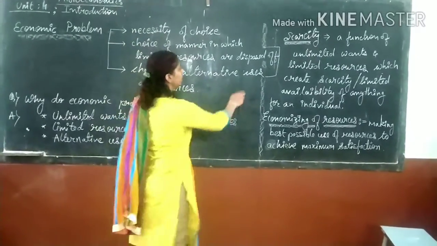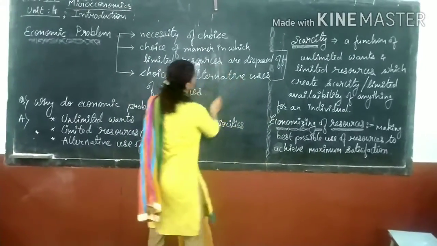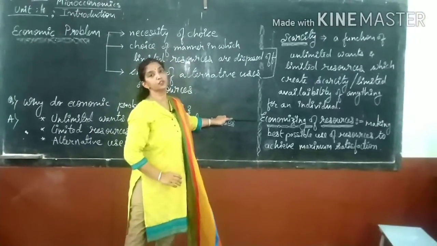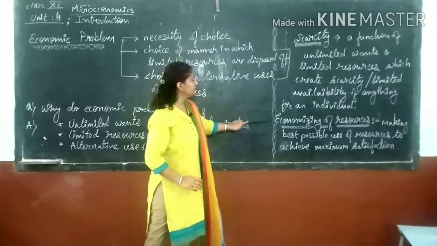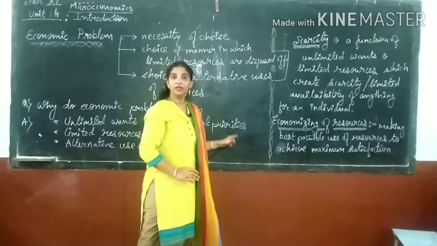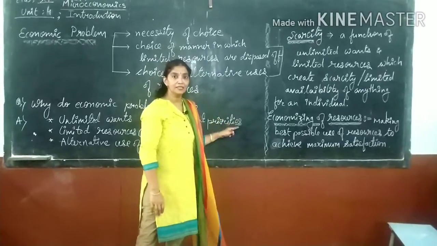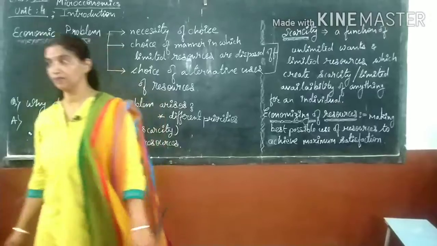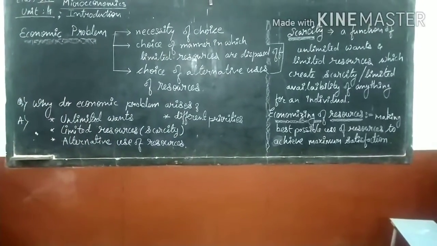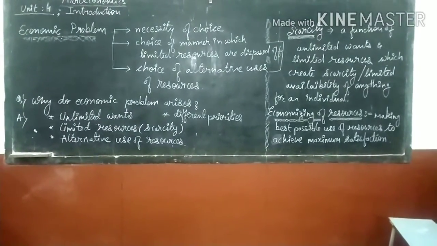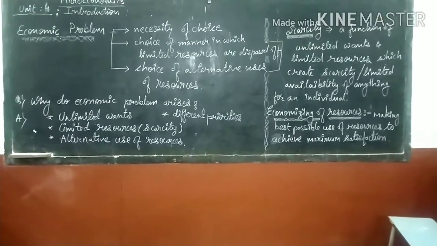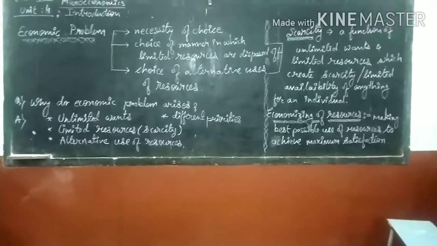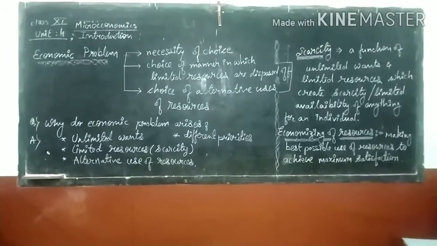Okay, now to avoid economic problem we should focus on economizing of resources. Here the term that is important to avoid economic problems is economizing of resources. What do you mean by this term? Economizing of resources refers to making the best possible use of limited resources to obtain the maximum satisfaction.